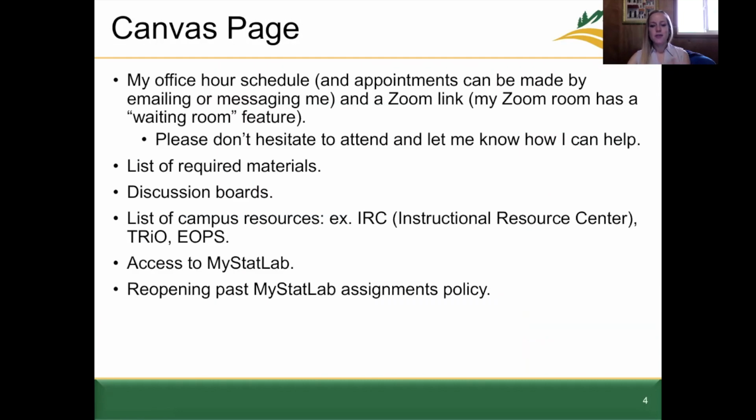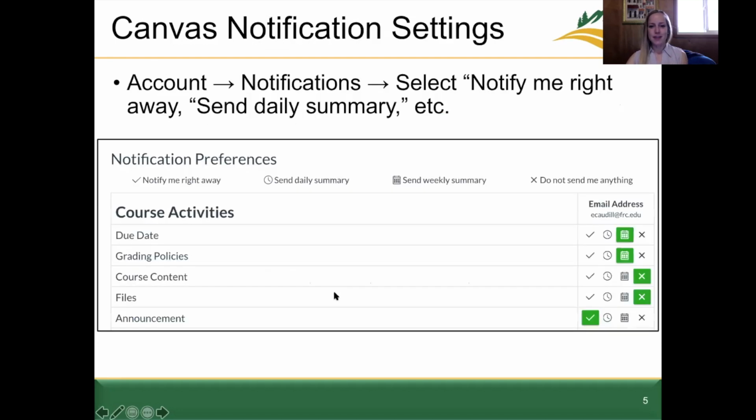On the Canvas page, we've gone through these resources together. So the Zoom link for office hours, that waiting room feature, required materials, discussion board, resources, MyStatLab, policy on MyStatLab, things like that. One thing you're going to want to do in Canvas also pretty quickly is to set up your notification settings. For some things, you're going to want to know right away or get an email notification about it. So definitely like announcements, but you can customize these however you want. Do you want to know right away through an email, daily summary, weekly summary?